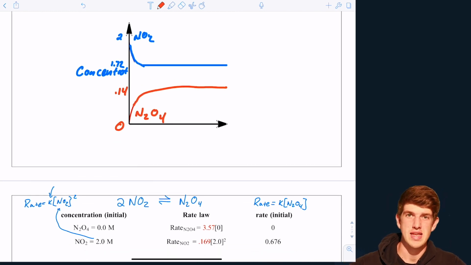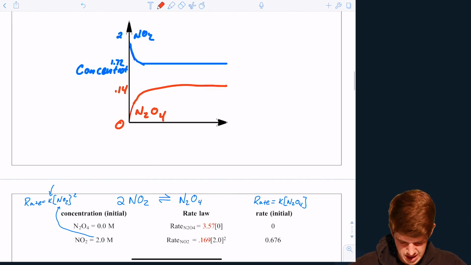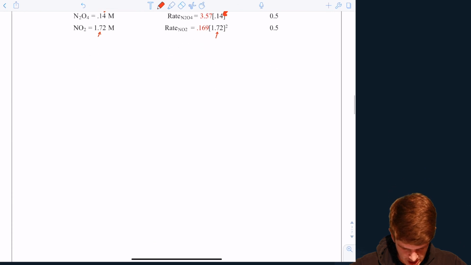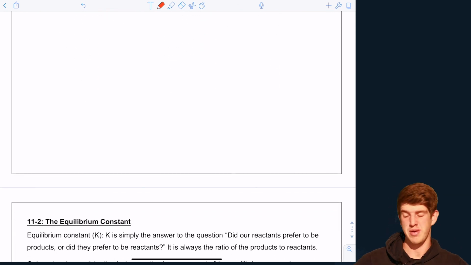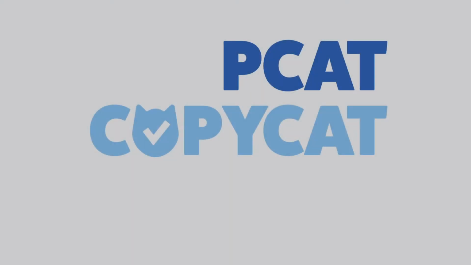That's why at equilibrium, rates do not change. They are now equal to each other. And the concentration of both is now constant as well. So join us as we go into the equilibrium constant.